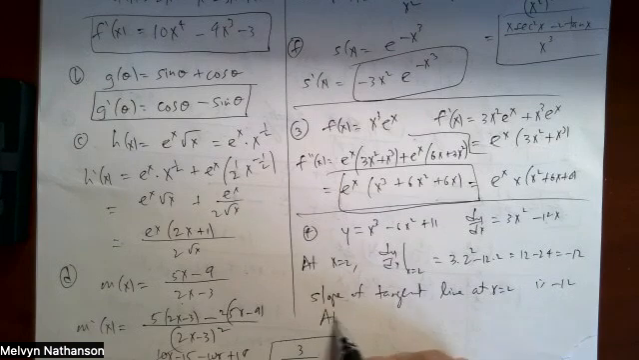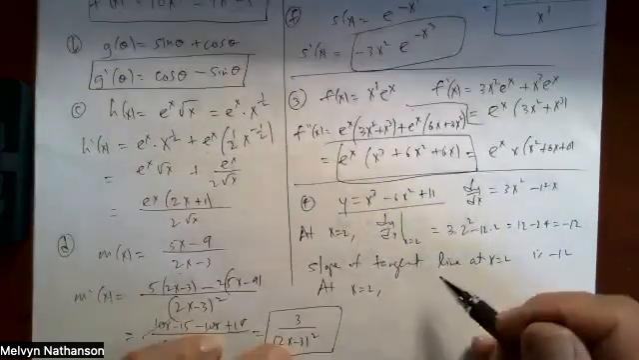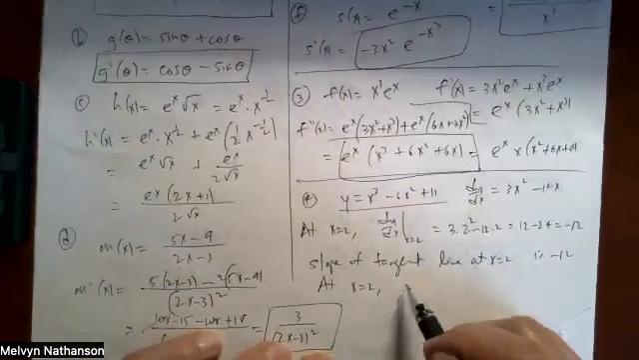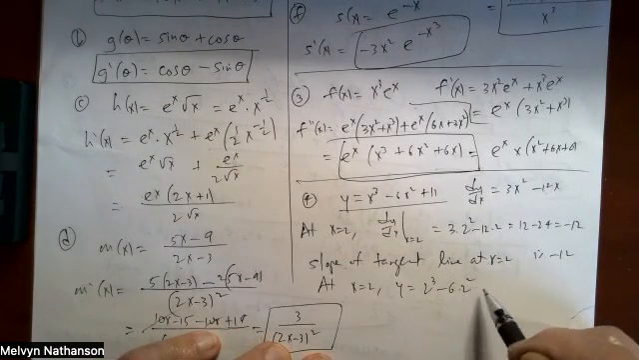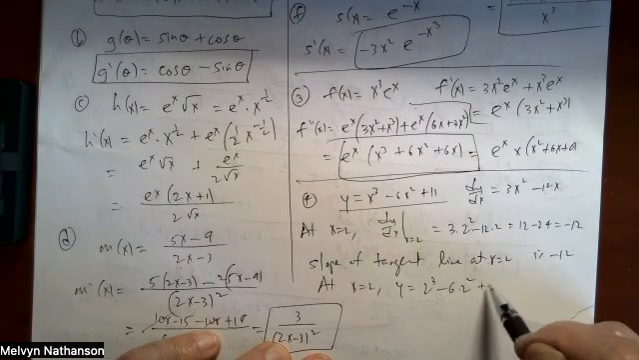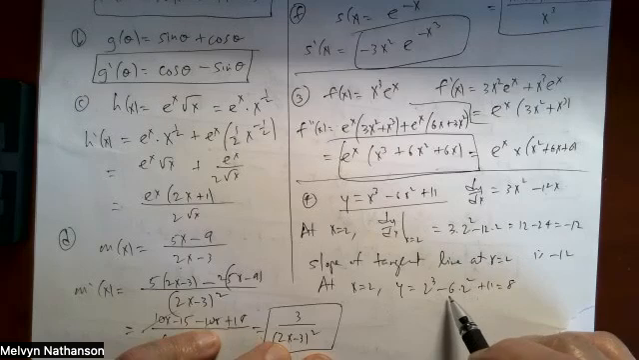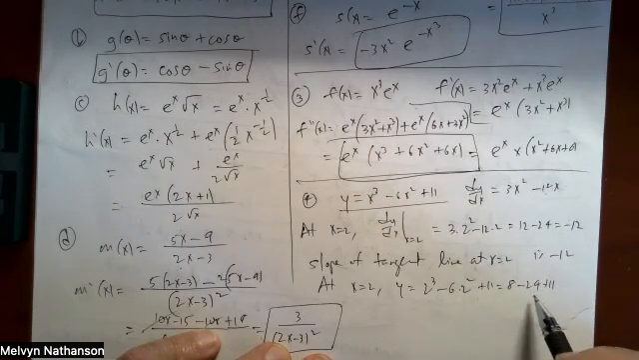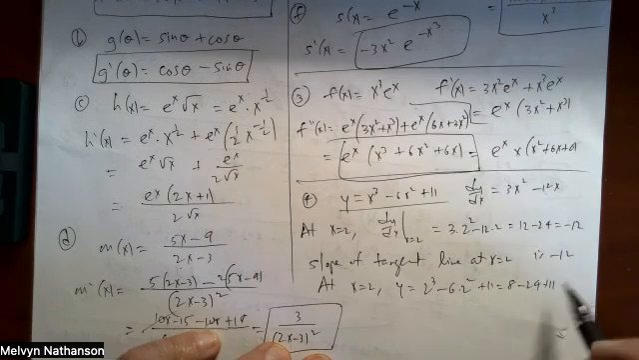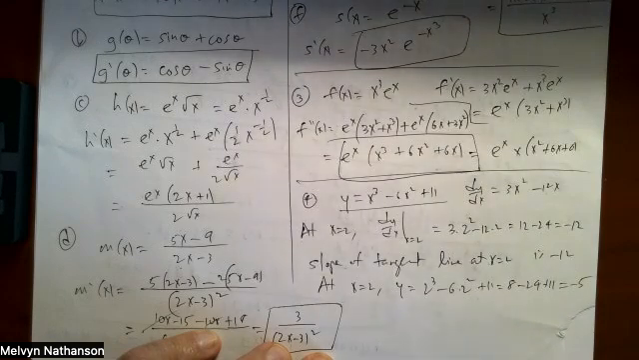And at x equal 2, what is y equal to? At x equal 2, y is 2 cubed minus 6 times 2 squared plus 11. That's 8. Let's see, 4 times 6 is 24, minus 24 plus 11. That's minus 24 plus 19. That's minus 5.